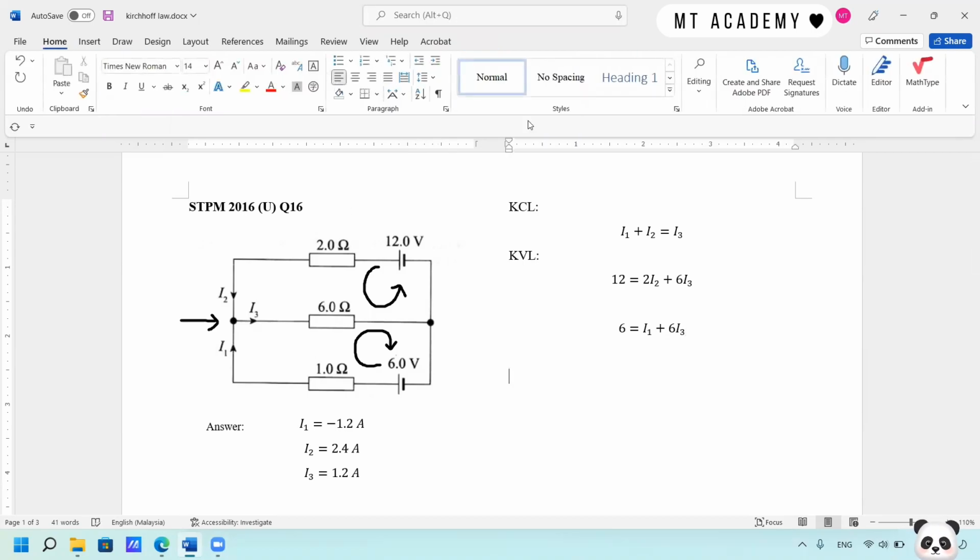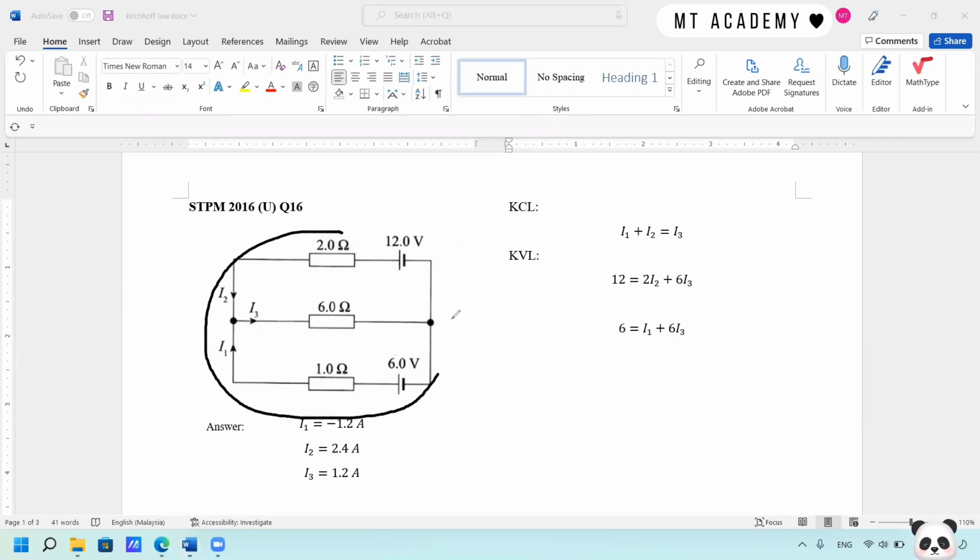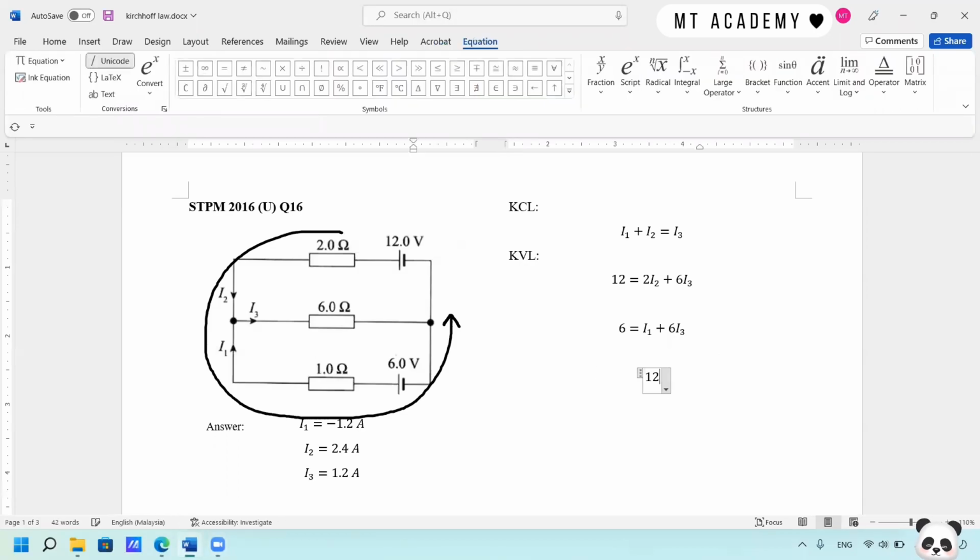We also can draw a big loop to get a fourth equation, maybe for checking purpose. I would suggest an anti-clockwise direction, because 12 volt is bigger than 6 volt, so I would expect the current to flow in this direction. Here we have positive 12 volt minus 6 volt, because you can see that the loop is flowing into the positive terminal of the 6 volt, so it will be denoted as negative.